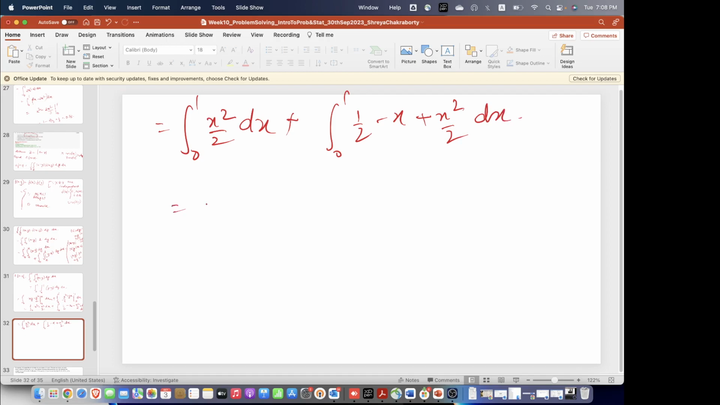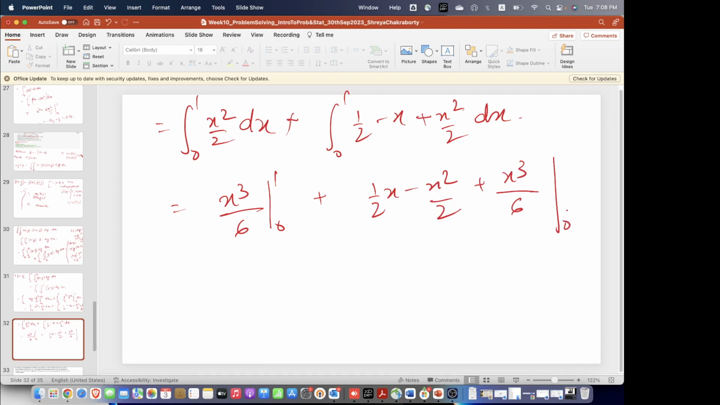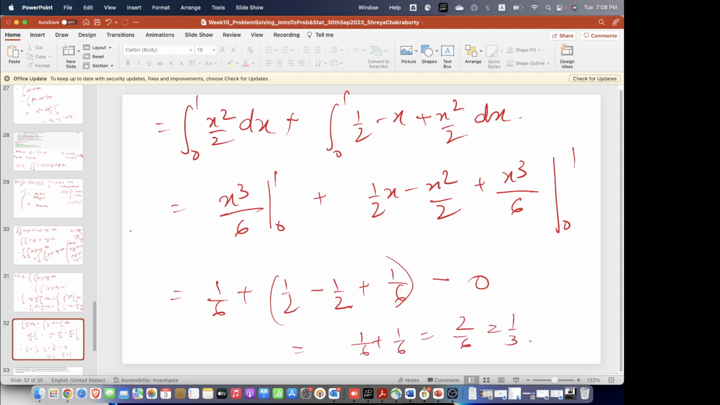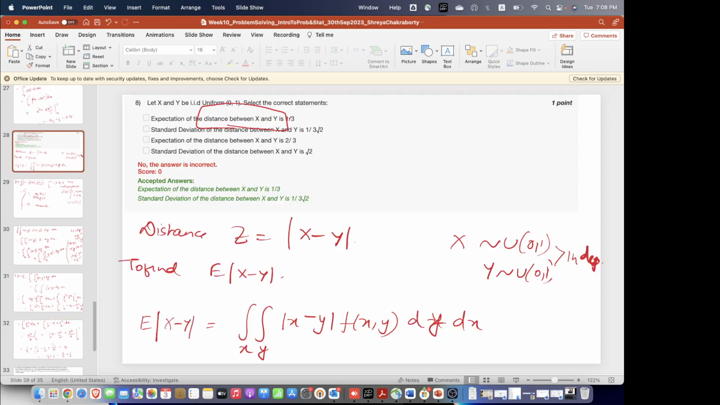Okay. So this would be x cube by 6, 0 to 1, plus half x minus x square by 2 plus x cube by 6, 0 to 1. So this would be 1 by 6 plus half minus half plus 1 by 6 minus 0. So this would be half plus 1 by 6 plus 1 by 6, that is 2 by 6, equal to 1 by 3. So this is proven. Expectation of distance between x and y is 1 by 3.